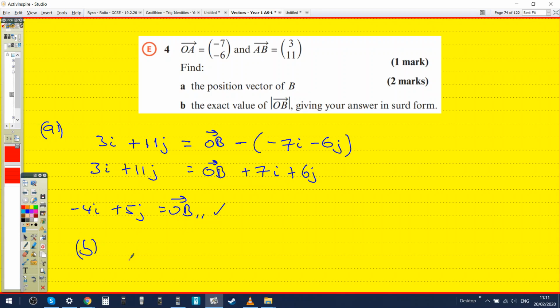So would you then do the square root of minus?